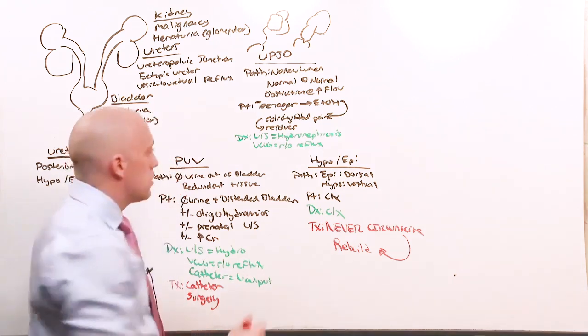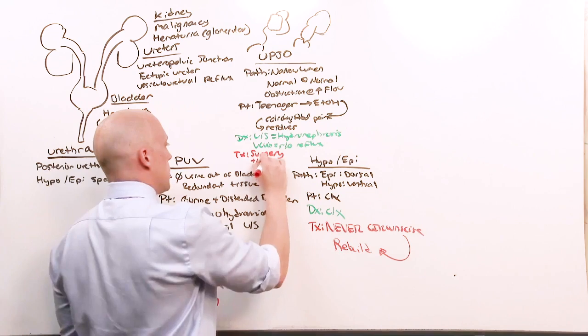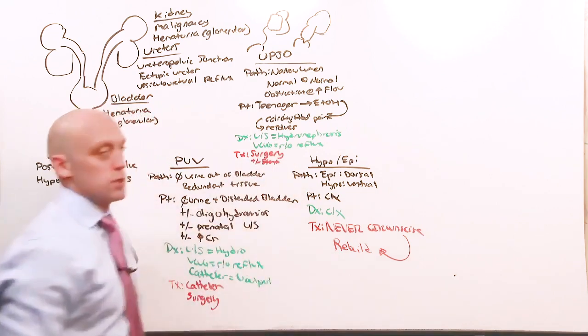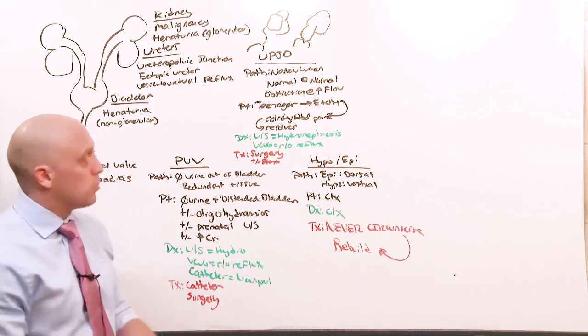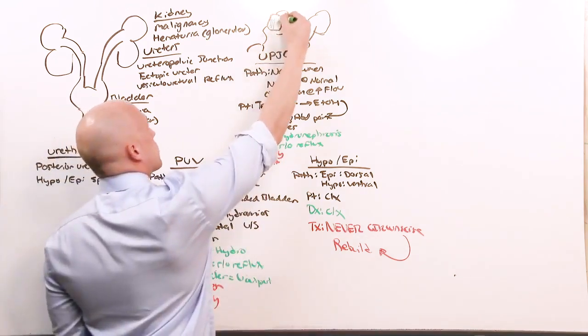And when it's not, you're going to do surgery. You might stent to keep it open, but generally surgery is going to be the answer. The problem is at the renal pelvis.